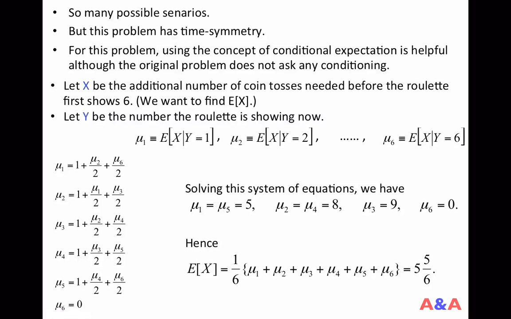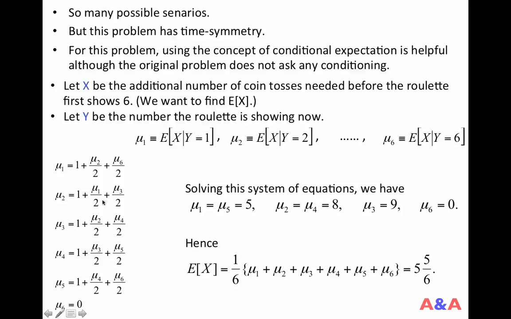Well, for example, what is mu2? The expected number of coin tosses you need before the game ends when the roulette is currently showing number 2. How many more times do you have to toss the coin when the roulette is currently showing number 2? Well, you have to toss the coin at least once again, so you have number 1 here, and after the coin is tossed, the roulette will be showing either number 1 or number 3.